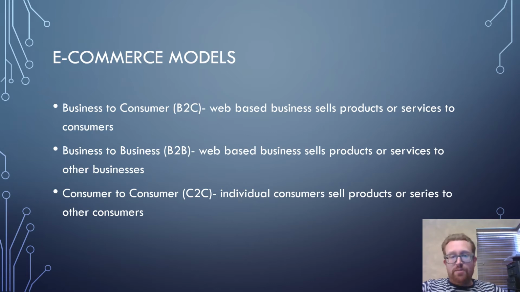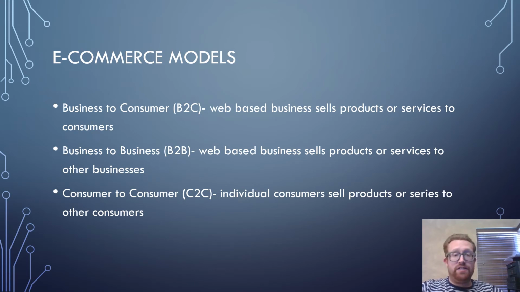There are three types of e-commerce models that the text mentions, and they all make sense. The first one is business to consumer, and this is probably one you're most familiar with. This is where the business sells products or services to a consumer. You go on the business's website, you look for what you want to buy, and then you buy it, and it comes to you. Very simple. The business is providing you the goods and services.